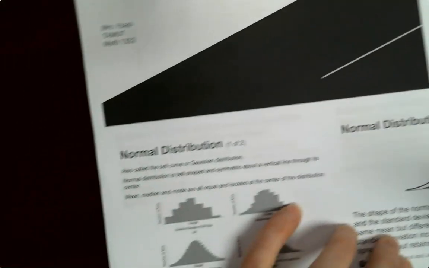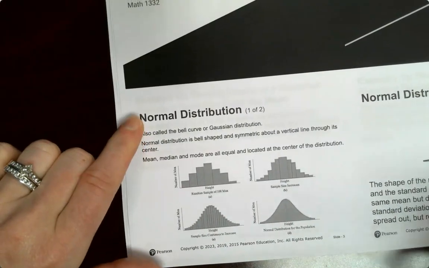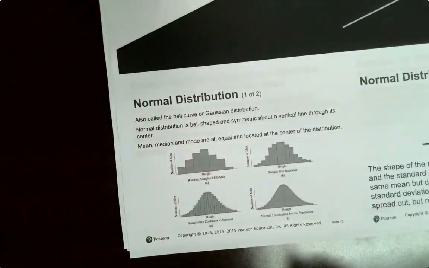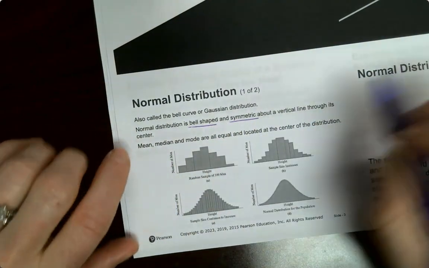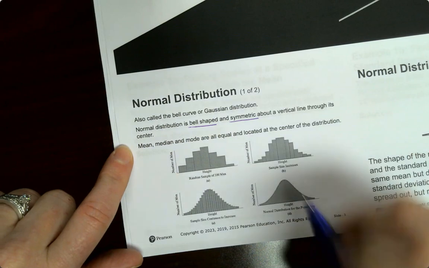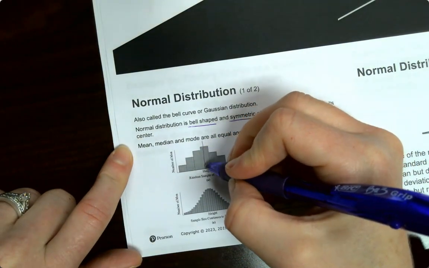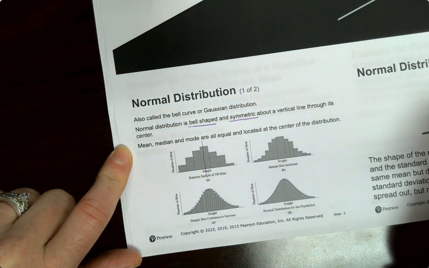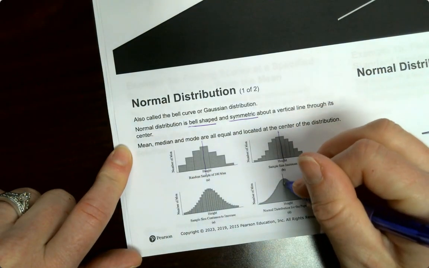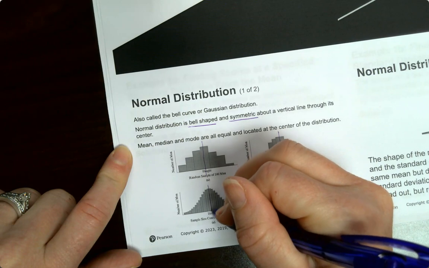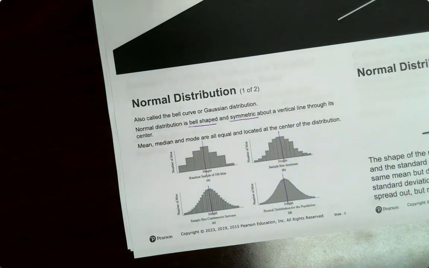It's specifically a normal distribution whenever it looks like a bell-shaped symmetrical curve about a vertical line through its center. So if you kind of cut that right down the middle, it's close to being symmetrical. Same thing here, put it right down the middle. So this is the normal bell-shaped curve.